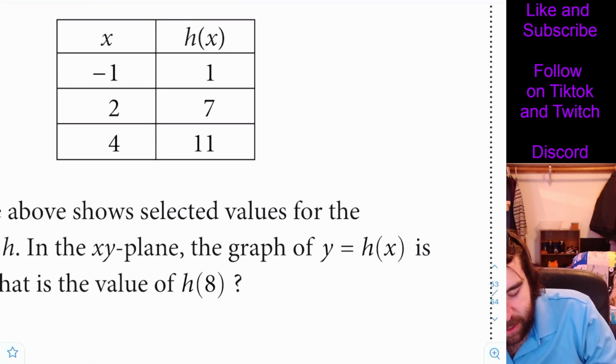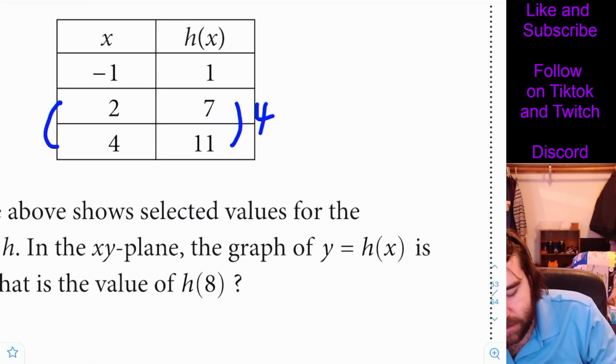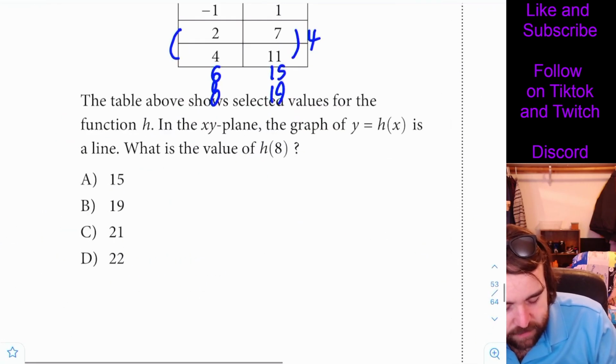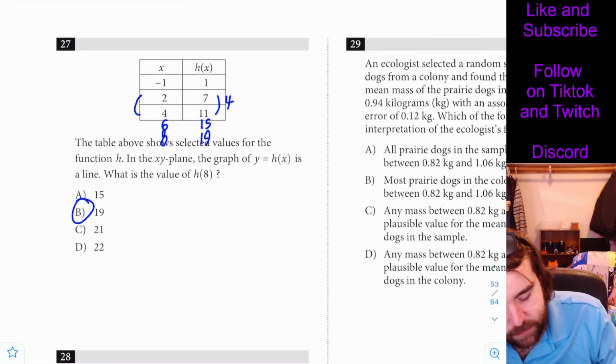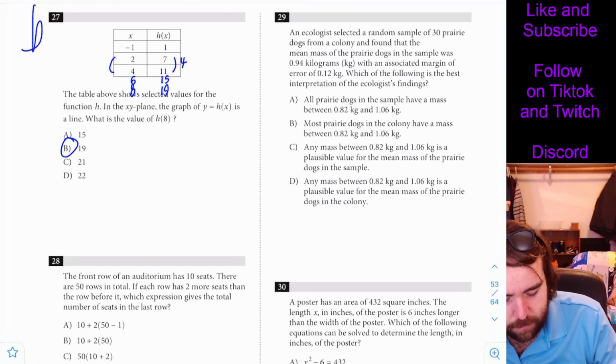So I would say here our x goes up by 2 when the y goes up by 4. So if the x goes up another 2, the y goes up another 4, and if the x goes up another 2, the y goes up another 4. And that would put us at 19. Just continue the pattern. We don't need to write out an entire equation, even though we could.